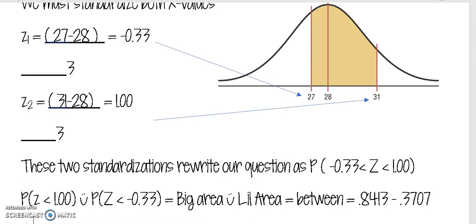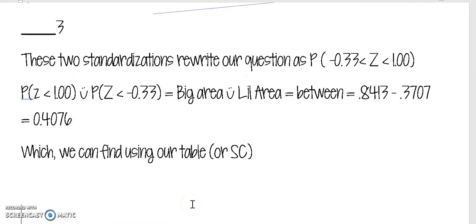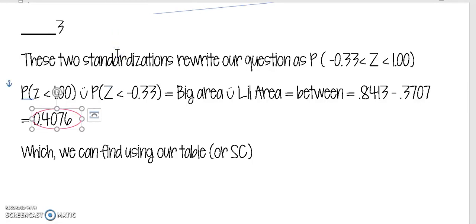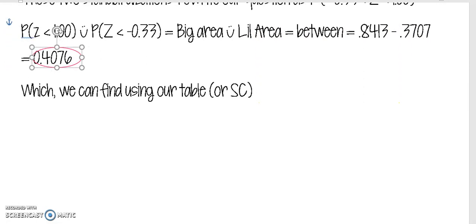So performing that subtraction, I get an answer of 0.4076. I put a little circle around it. And there is my solution. It looks like I've got a little bit more for you.